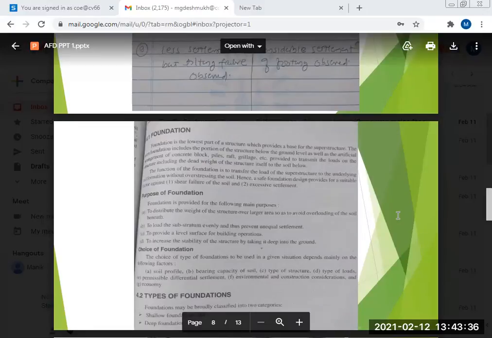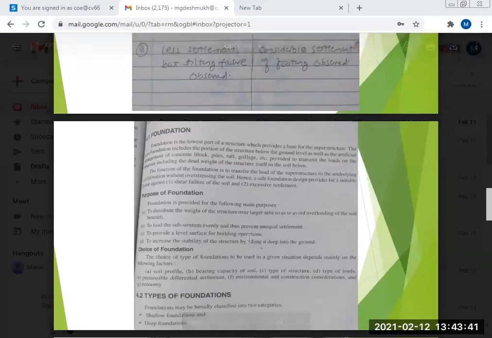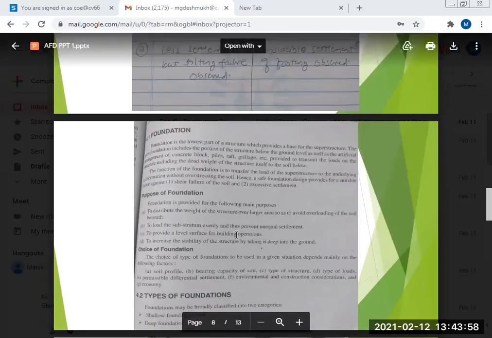The main work. So what is the purpose of the foundation? The purpose of the foundation, this is actually a very simple thing, but it was asked in MTech also, I think 2 years back. So what is the purpose of the foundation? The first is to distribute the weight of the structure over a larger area so as to avoid overloading of the soil beneath.